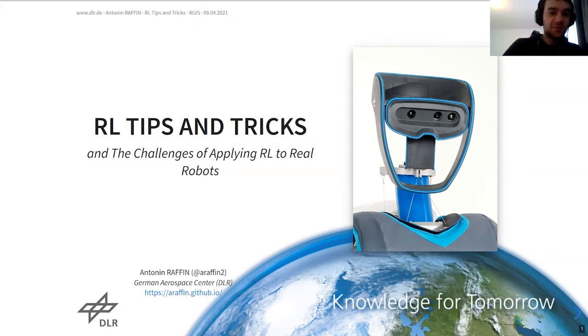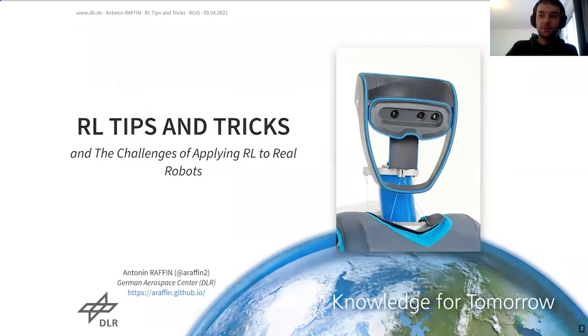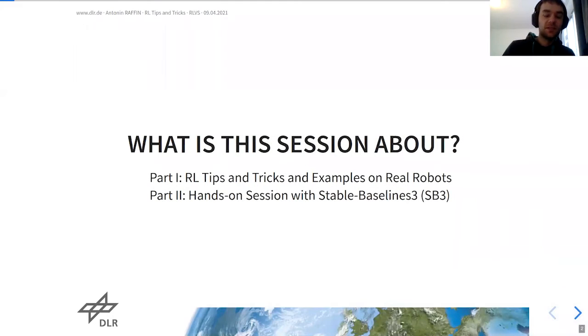Okay, so thank you for the introduction. And welcome to this last day of the RL Virtual School. Today is going to be a more practical session. It's a two-part session. The first part will be about tips and tricks to apply RL in practice, and then showing you some examples of it on a real robot. The second part will be a more hands-on session with Stable Baselines3, where we will use a Colab notebook and have some exercises together.